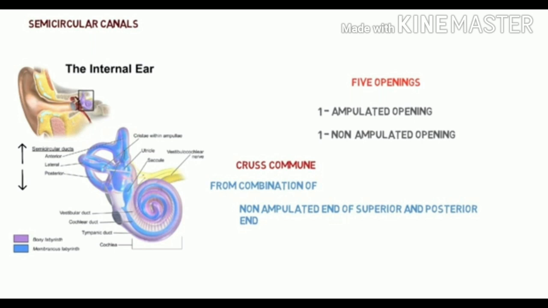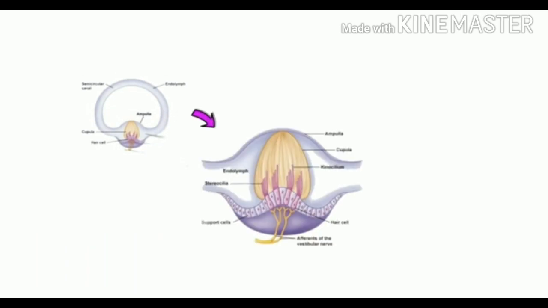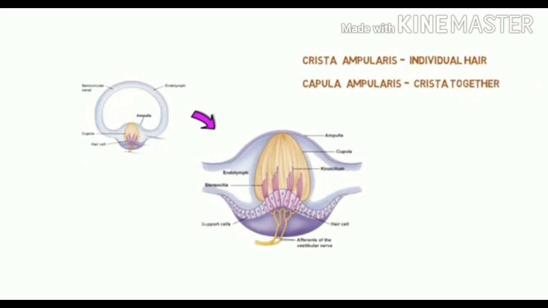Inside the semicircular canals, we have three semicircular ducts. These are three in number and correspond to the three bony canals. The ampullated end of each duct contains a thickened region of neural epithelium, which is called the ampulla. Inside the ampulla, there are hair cells, which form the crista ampullaris. If we connect all the individual hair cells together, it is called the crista ampullaris.